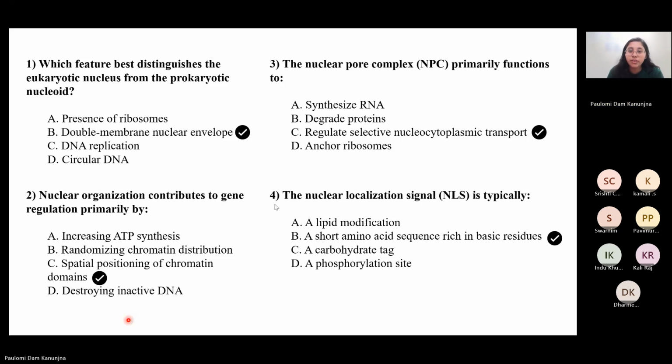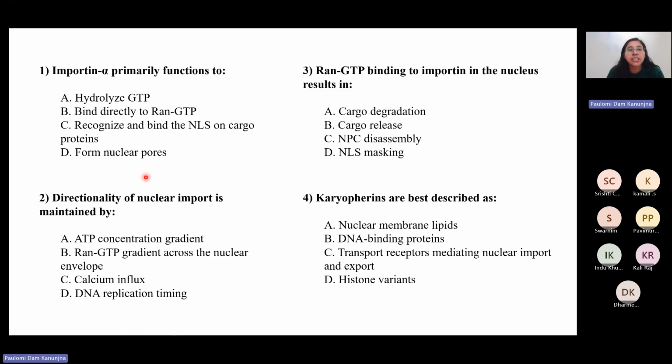Okay. All right. So let's do the next set of questions. The first one says importin alpha. Remember I told you about alpha and beta. So what does alpha do? Directionality of the nuclear import is maintained by which of the energy currency? RAN GTP binding to importin in the nucleus results in what? So think of the protein, think of the GTP, where it is and what happens to it. And carrier are best described as which of these molecules?